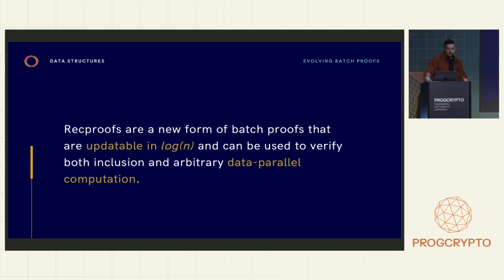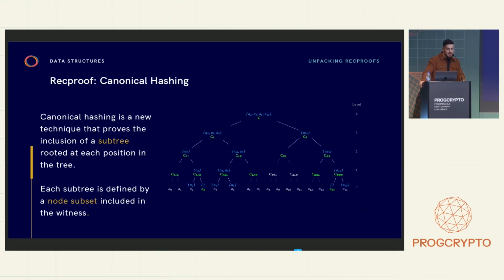So rec proofs is a new form of batch proof that's updatable in logarithmic time and can be used to verify both the inclusion of some subset of elements within a commitment, as well as the result of a data parallel computation, something like MapReduce, SQL, or RDD, that is done on top of this subset. And the key principle here is that it is now updatable in logarithmic time thanks to an advancement our team put forward called canonical hashing.